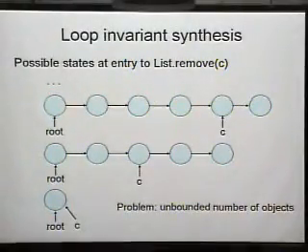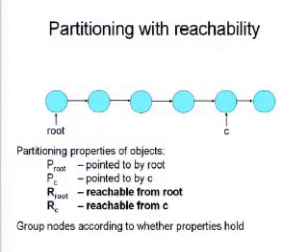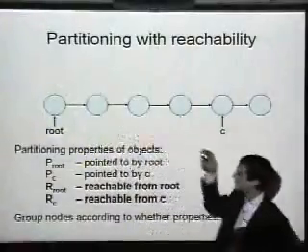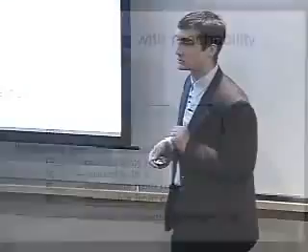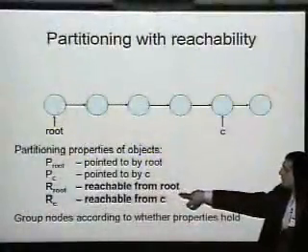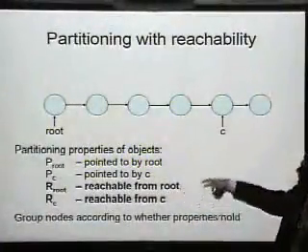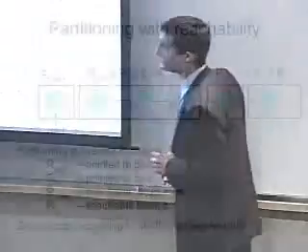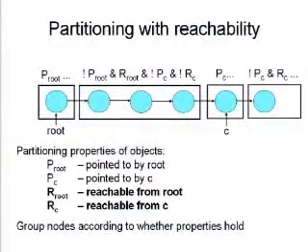And so because you have an unbounded number of objects, our approach is to partition these objects into sets, into some equivalence classes. And the way we do that, because we want to track reachability, is to group objects according to whether they're reachable from certain roots. So in this case, we're going to introduce the property of being reachable from the root, and the property of being reachable from the parameter variable.